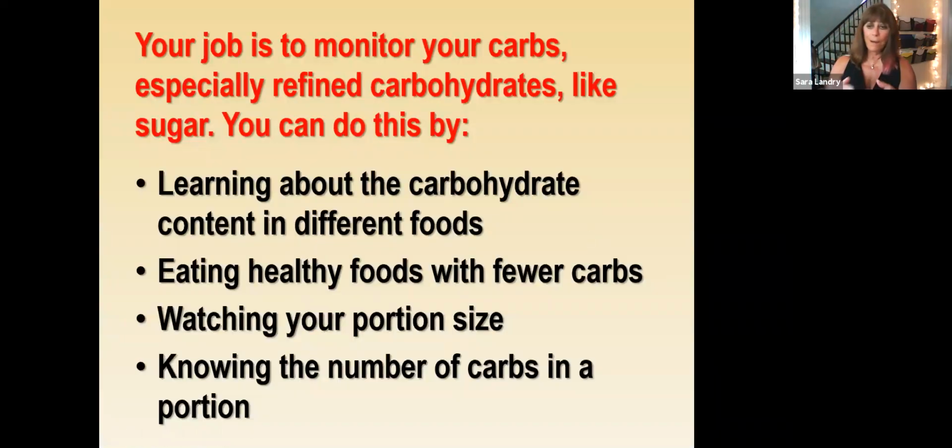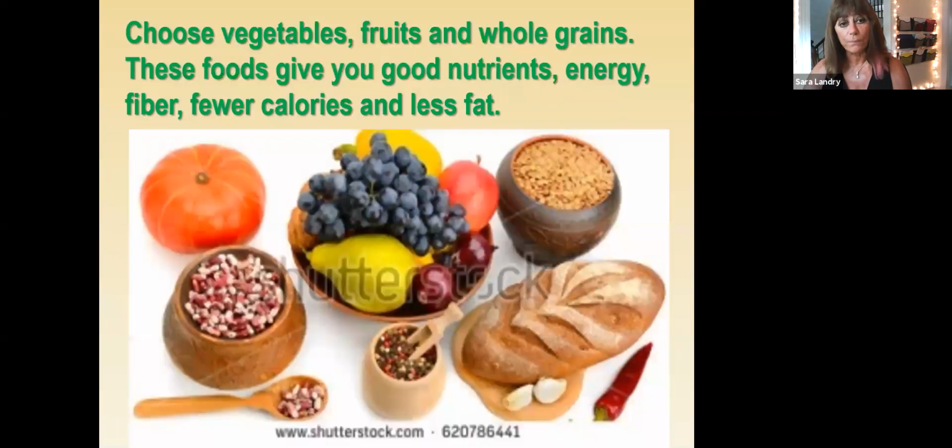So because carbohydrates affect your blood sugar so greatly, your job is to monitor your carbohydrates, especially refined carbohydrates and processed foods. How do you do this? One way is by learning about the carbohydrate content in different foods. You want to eat healthier foods that have less carbohydrates in them. If you're going to eat carbohydrates, you want to watch your portion size, and you want to know how many carbs are in a portion of food.